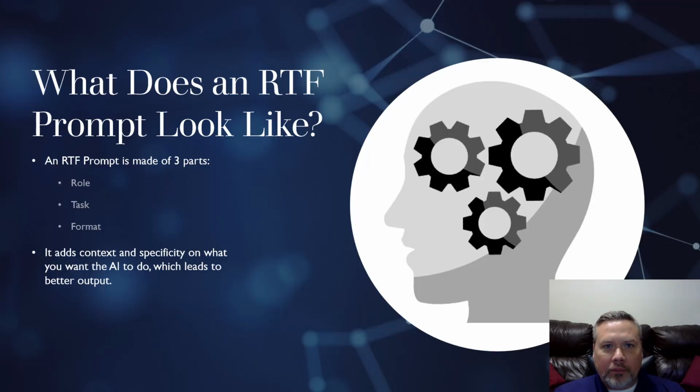An RTF prompt consists of 3 parts. There's a role, there's a task, there's a format, and we're going to talk a little bit about those more in depth. This is one way to get some more specific information out of AI, to get better output out of AI by having AI jump through some hoops for you.